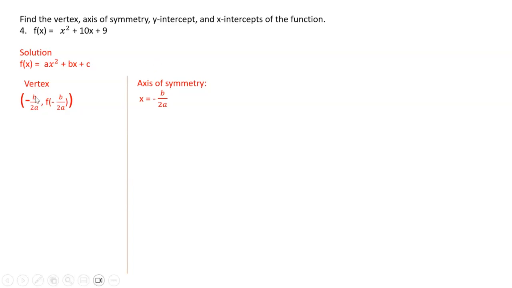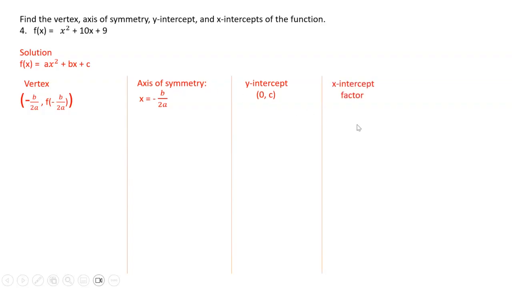If you notice, when we find the vertex, we also find the axis of symmetry because the axis of symmetry is the x part of the vertex. But since it's a line, we have to put x equals negative b over 2a. Then for the y-intercept, it's also very simple to see because without doing any work, the y-intercept is visible, which means whatever the c is, that's your y-intercept. But you have to write it as (0, c) because it's a point.